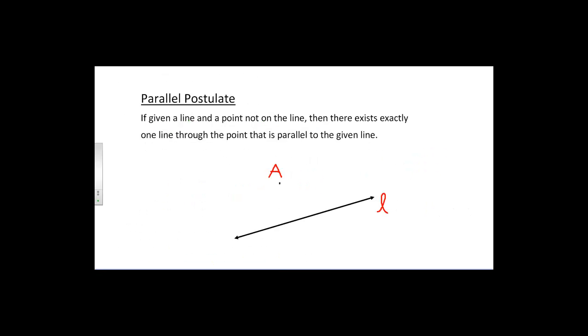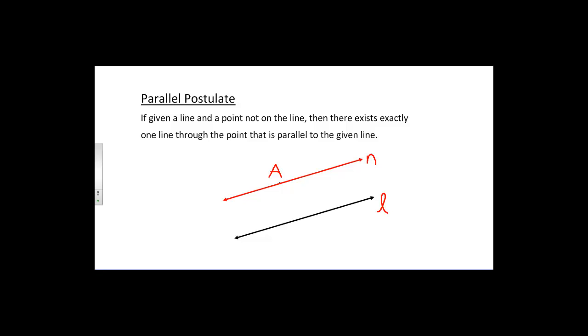The parallel postulate says, if given a line and a point not on the line, so in our case, line L and point A, which is not on line L, then there exists exactly one other line that goes through point A that is parallel to the given line. So our new line here, line N, is the only possible line that goes through point A and is parallel to L.